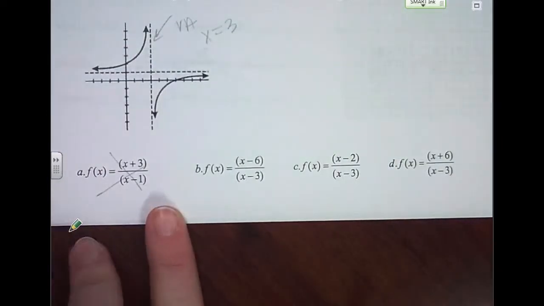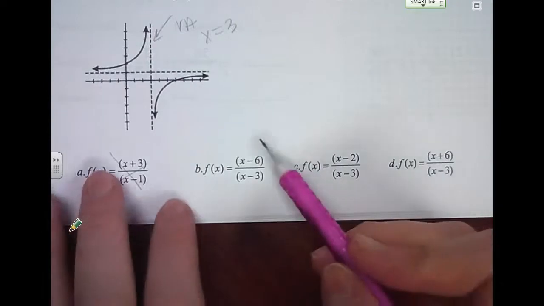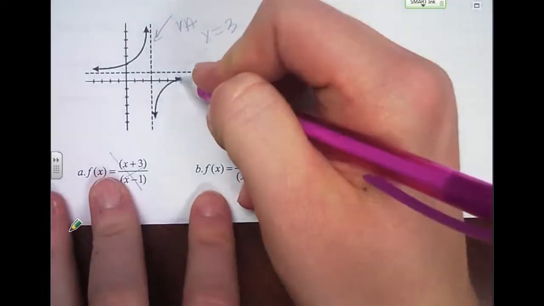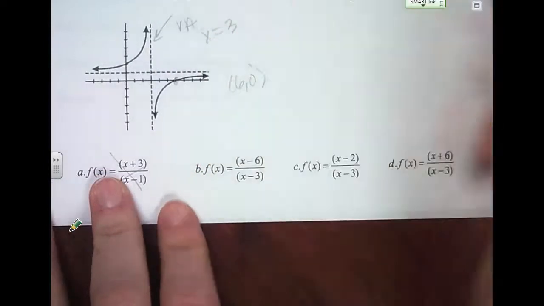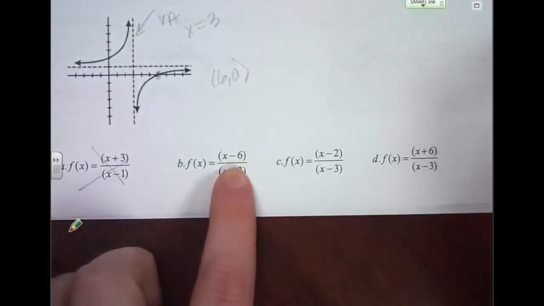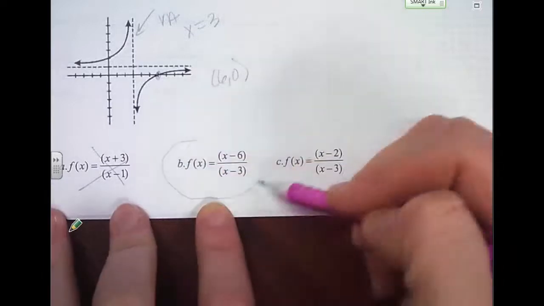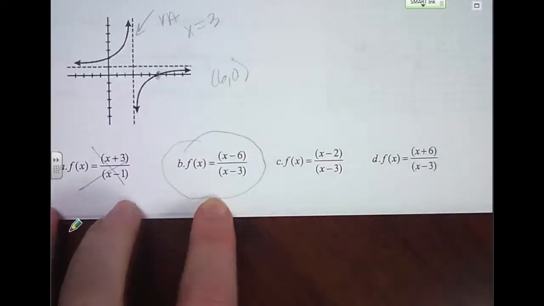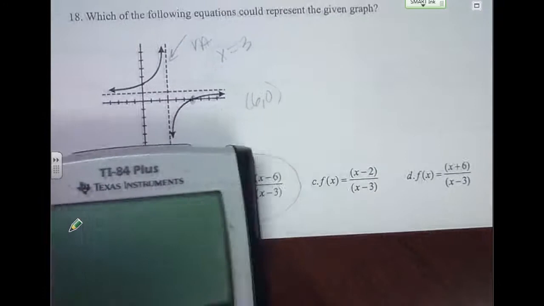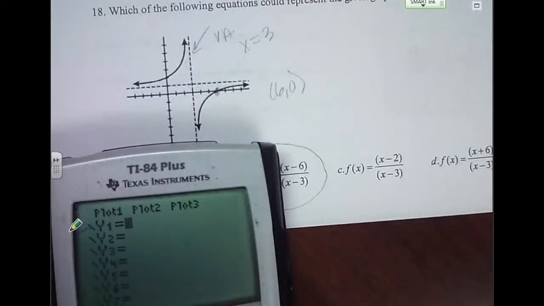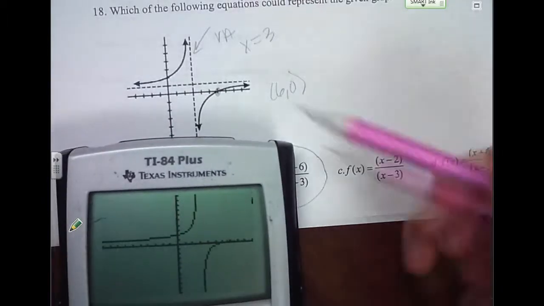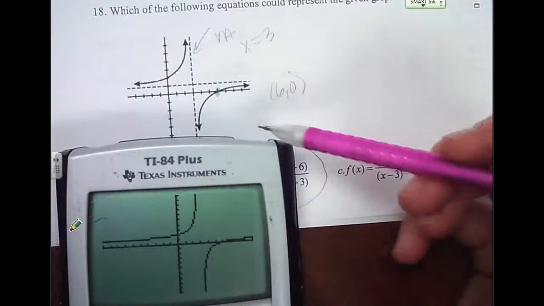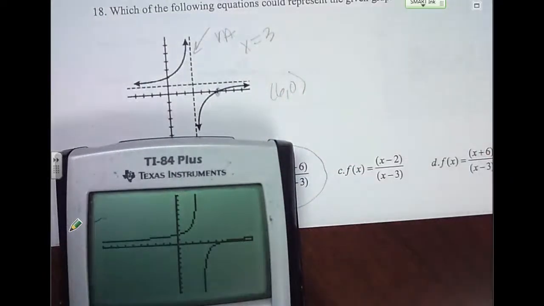Okay, the next thing you could look at is the top is the 0. So right here, 1, 2, 3, 4, 5, 6, that point, (6, 0), comes from the top. And it's a positive 6 here, which means it's a negative 6 on this. Now, if all else fails, use your calculator and graph that. So if I plug that in to y equals, and I say (x minus 6) divided by (x minus 3), and I graph it, it should look like this picture. So you could graph all 4 of them if all else fails and say, well, which one matches?